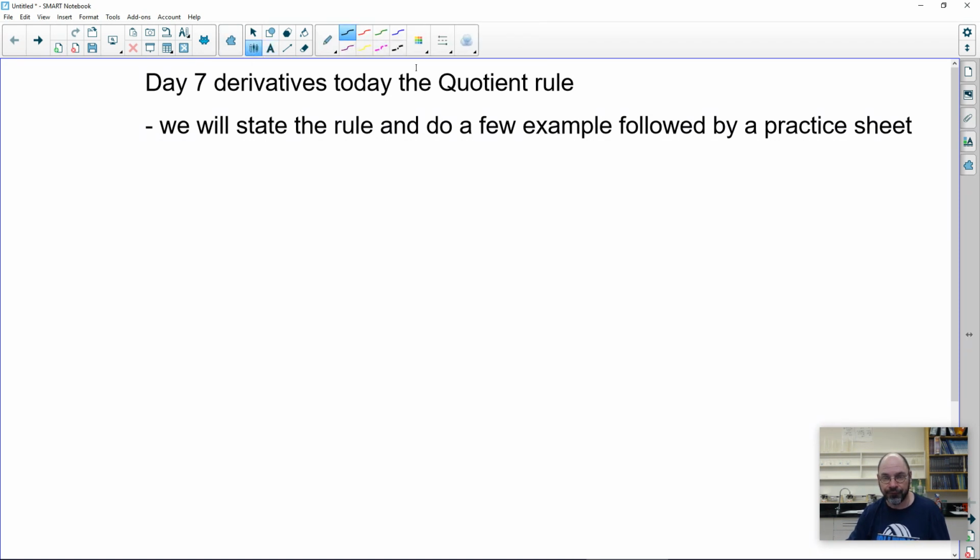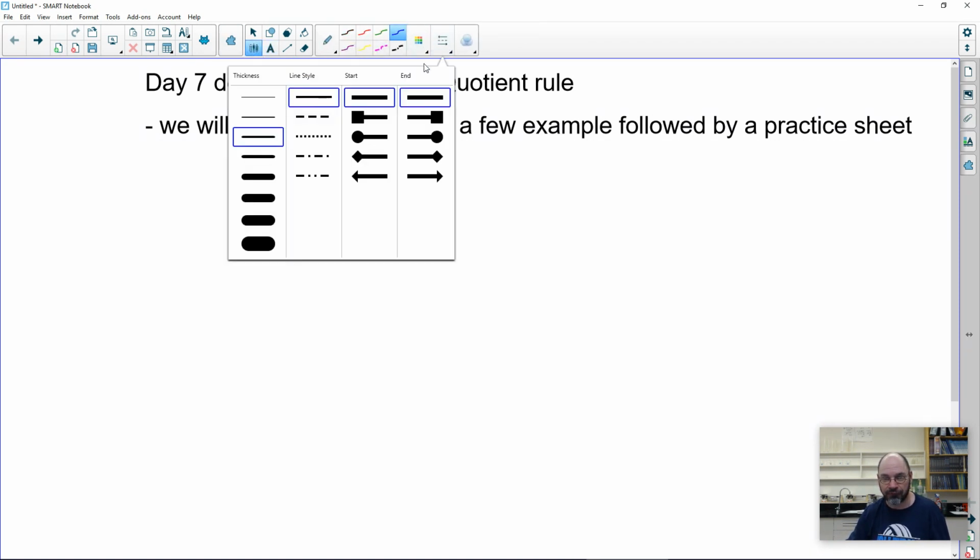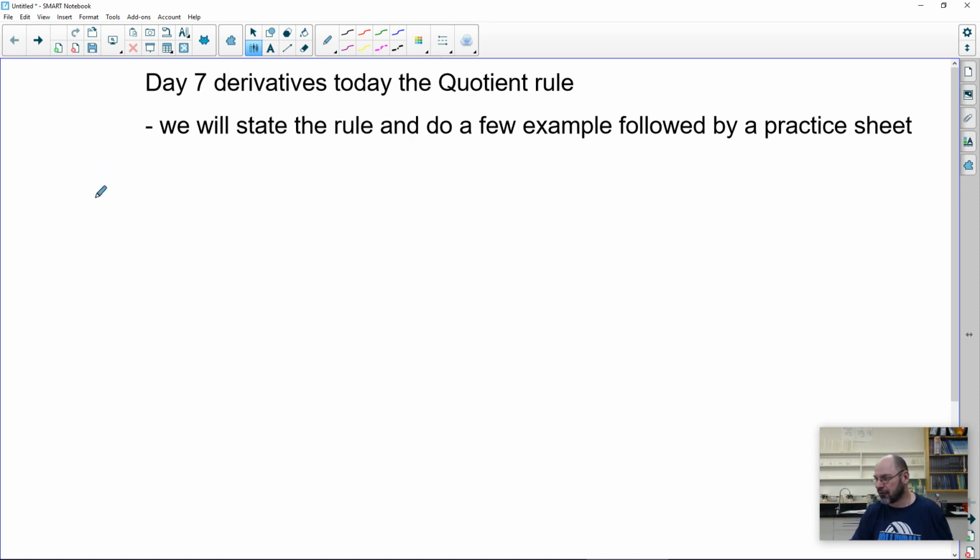And we're going to keep the video around that 25-minute range or so today because I'm going to get you to do the practice as well today. So I won't go too long. And since we've done the product rule already, it's very similar.